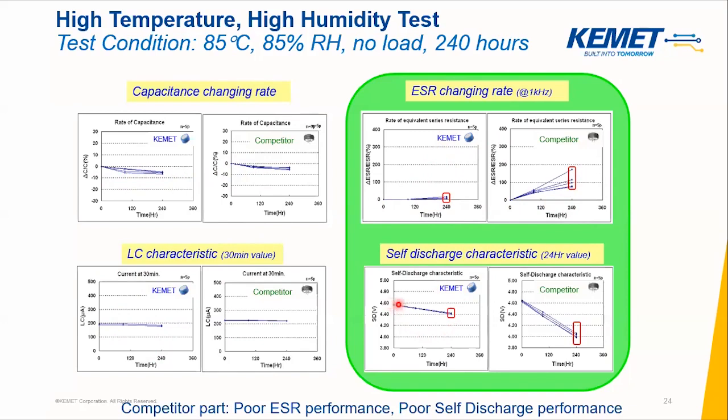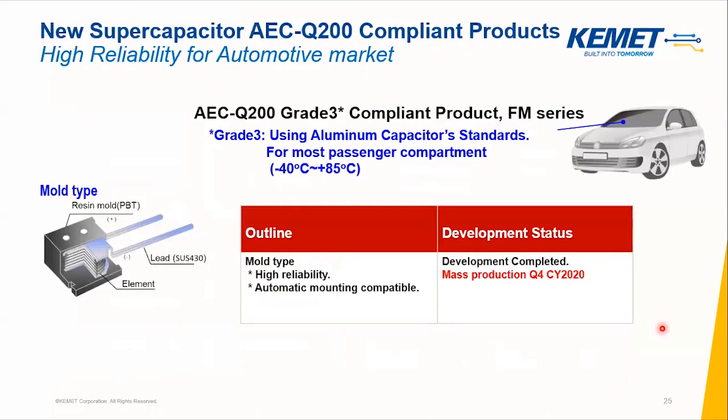And the self-discharge characteristic is the same. We have less voltage drop over the KEMET capacitors up to 240 hours in this test condition. For the competitor's product, we have much more voltage loss and self-discharging by the time in this test condition. So KEMET products have quite a much better ESR and self-discharging performance compared to our competitors.